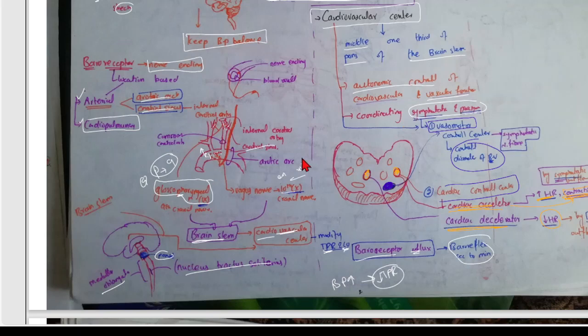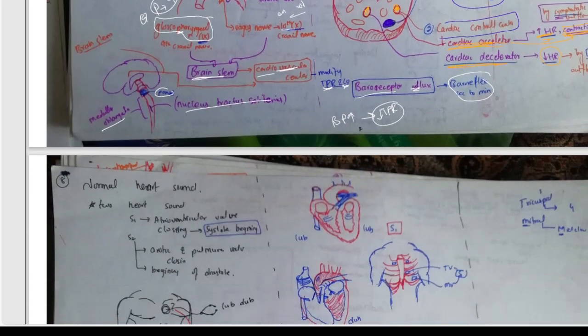So if the signal comes toward the cardiovascular center and there is a need to increase the heart rate, the cardiac accelerator works and increases the heart rate and also the contractility. And we will explain how the vasomotor function works.